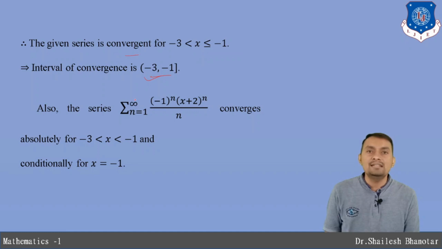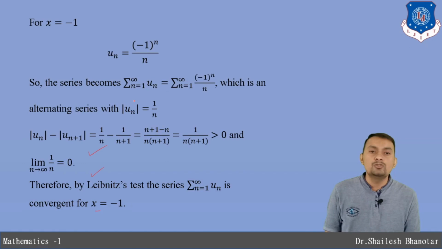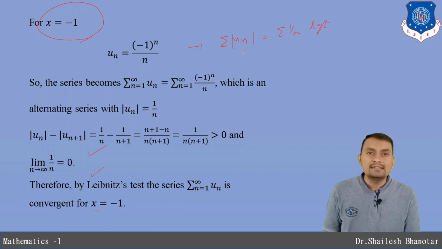But when we take the absolute value of this series at x = -1, what will the absolute value be? Only 1/n. This is divergent. So our conclusion is that the series is conditionally convergent when x = -1.